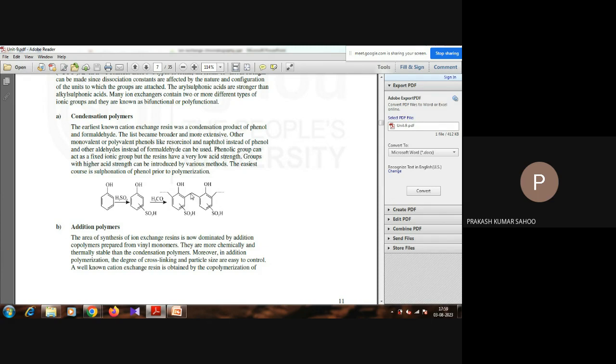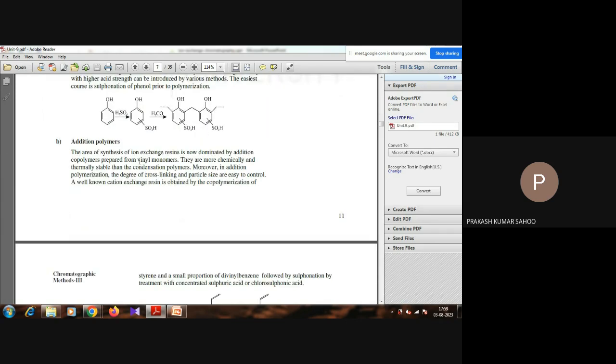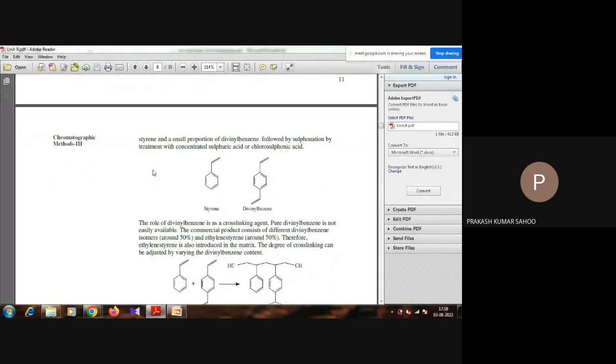This bond is formed by the liberation of a water molecule, that is, two hydrogens from the ortho positions of the two benzene sulfonic acids and the oxygen from the formaldehyde. So by this method of condensation polymerization, we will prepare or synthesize this network or cross-linked type molecule. These are bigger molecules.